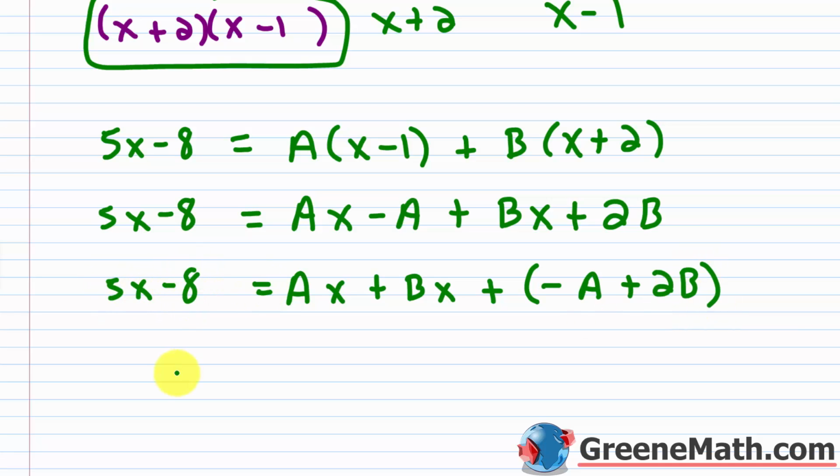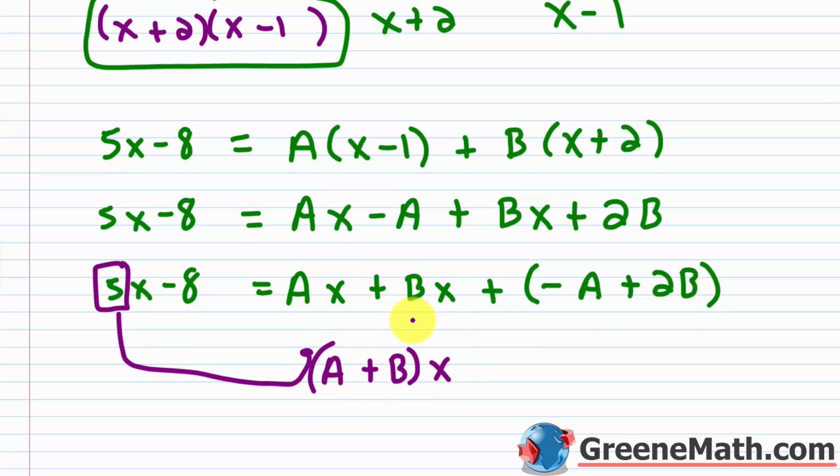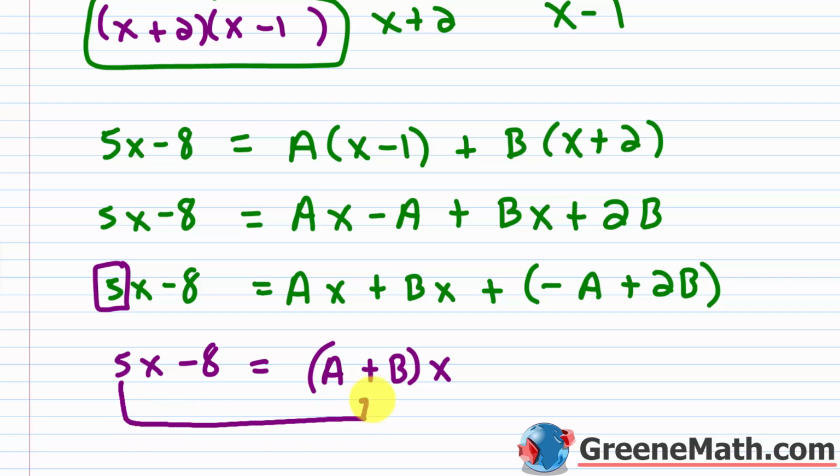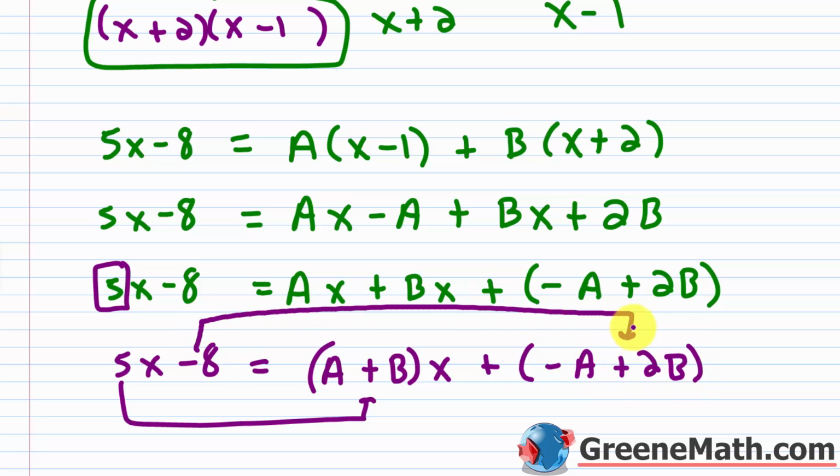And again, all I'm trying to do is relate the two sides. So this coefficient here is going to relate to this guy over here that I'm going to set up. I'm going to say this is A plus B out in front times x. Okay, all I did was factor the x out. And let me just kind of make this a little better. So we have 5x minus 8 equals, so this is equal to that. Okay, then plus, this is going to be your constant. So your negative A plus 2B, that's your constant. So this is going to relate to that.